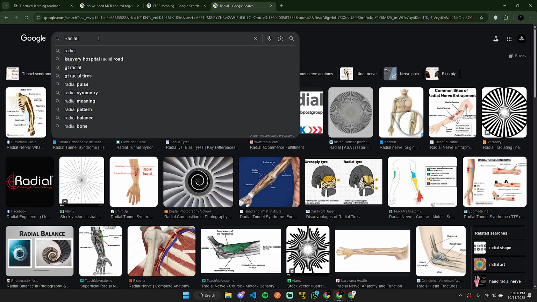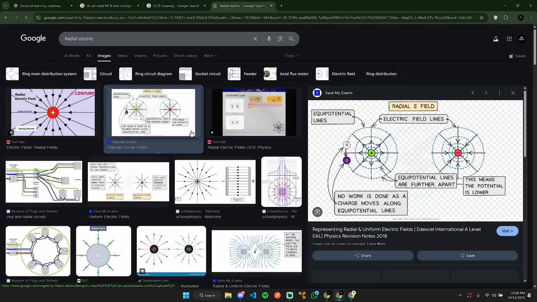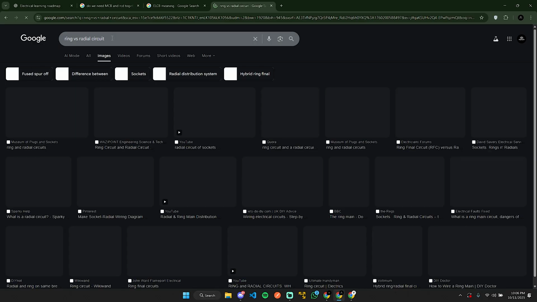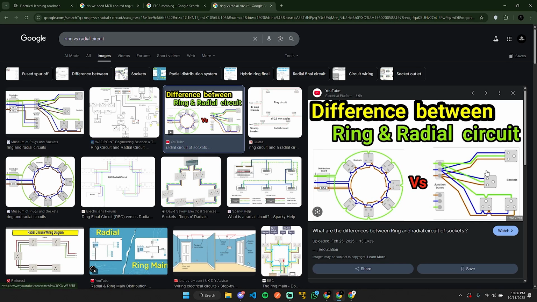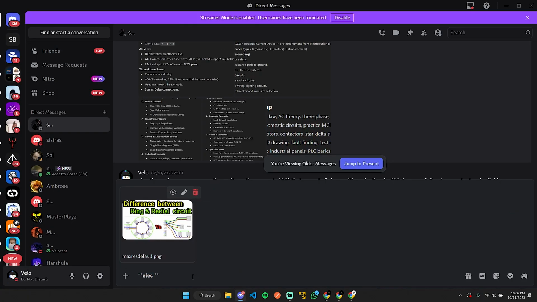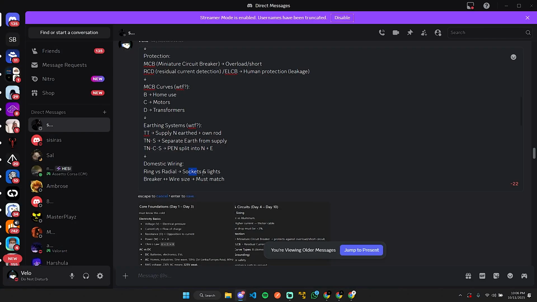Where is it? Interesting. Ring versus radial electric circuit. So this is the ring, this is the radial, right? So let's just put it in big goofy letters. Ring versus radial circuits. So what's the real difference here? That's my question. Sockets and lights.